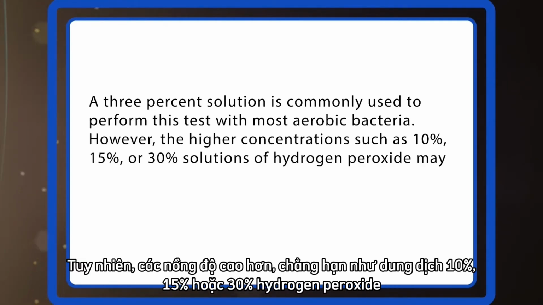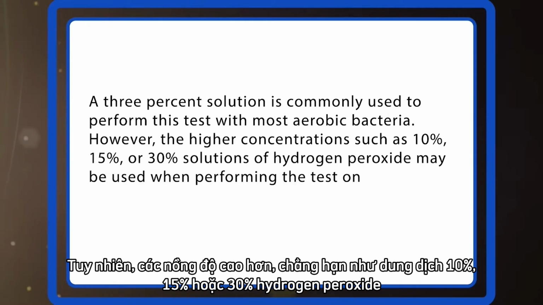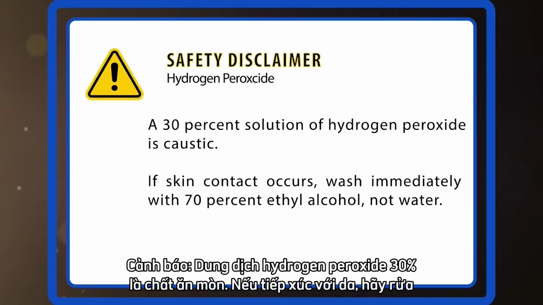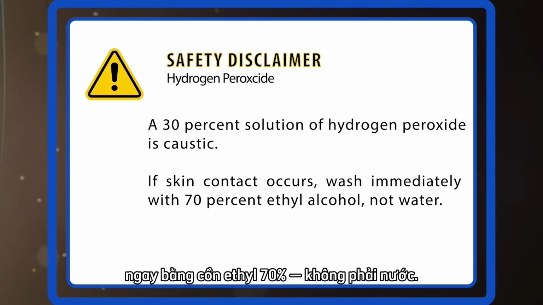However, higher concentrations, such as 10%, 15%, or 30% solutions of hydrogen peroxide, may be used when performing the test on other bacteria. Warning: a 30% solution of hydrogen peroxide is caustic. If skin contact occurs, wash immediately with 70% ethyl alcohol, not water.